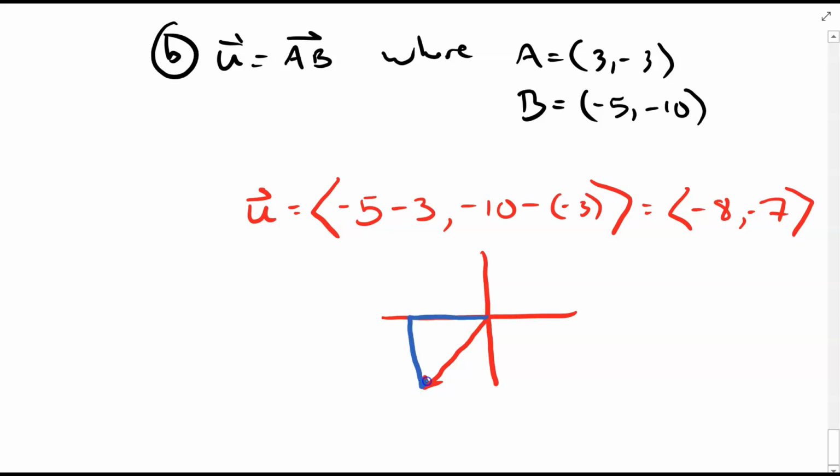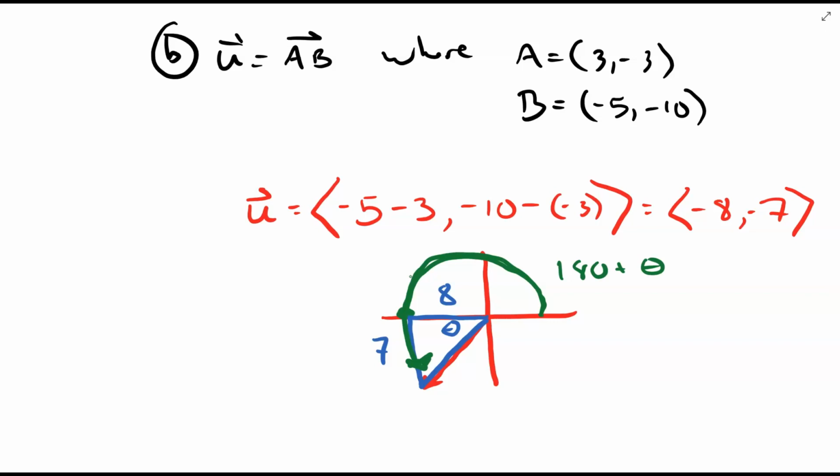The vector is -8, -7, down here. I'm not going to draw the tick marks just because there's too many of them. But I went 8 over and then 7 down. This is my angle theta. So to find my direction, I'm going to do 180 plus theta. Here to here is 180 degrees, and then I need to go theta more. Everybody see why we're adding theta this time instead of subtracting?